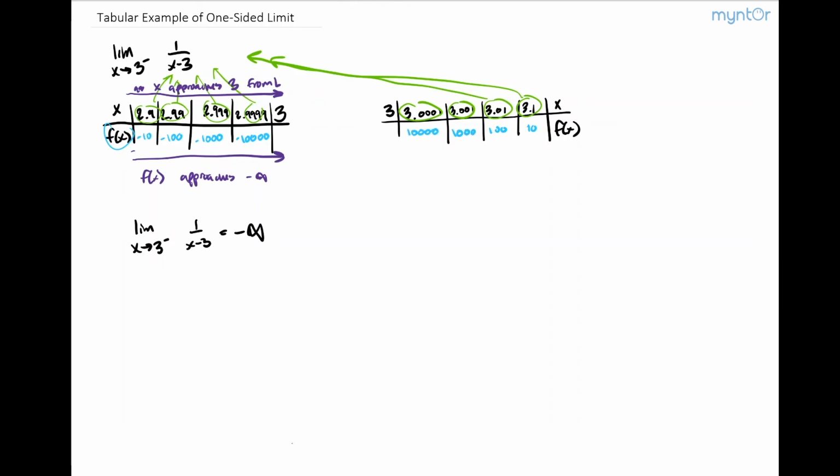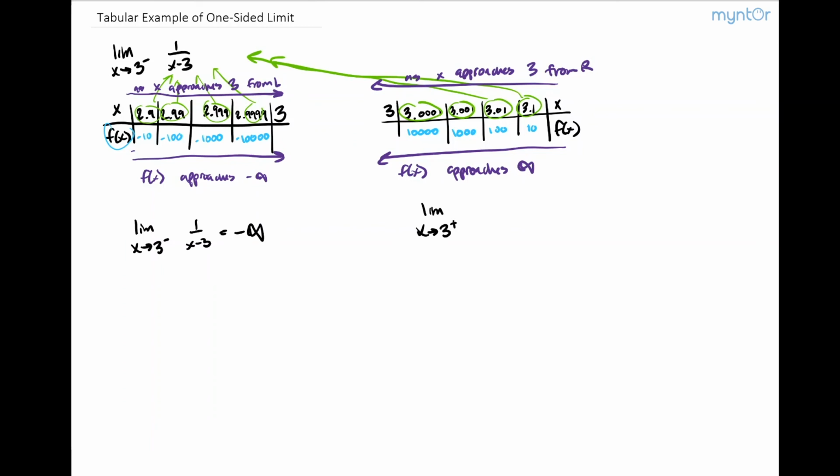And so what we would say here then is as x approaches 3 from the right, f of x approaches infinity. And so writing that out, we would say that the limit as x approaches 3 from the right of 1 over x minus 3 is equal to infinity.